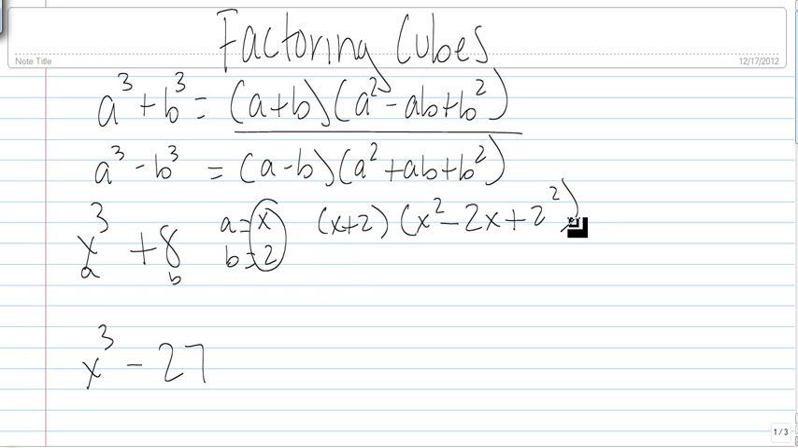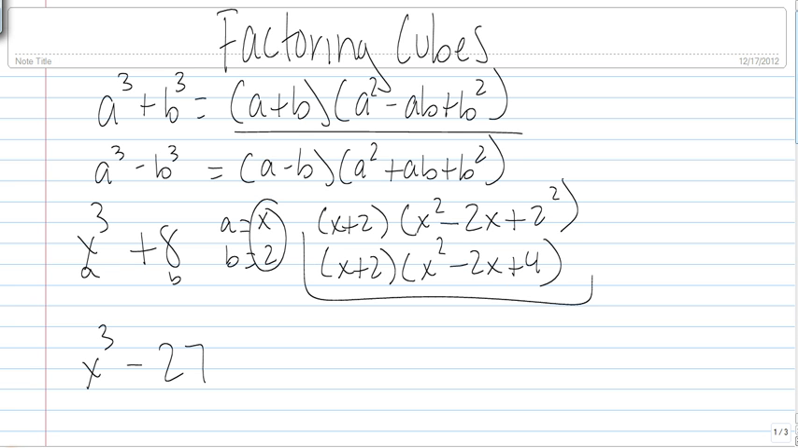Okay, so now let's simplify what we can. We have the x plus 2, and then we can write x squared minus 2x, and what is 2 squared? Right, it's 4. So this is how you would factor out that cube. Let's try one with a minus.